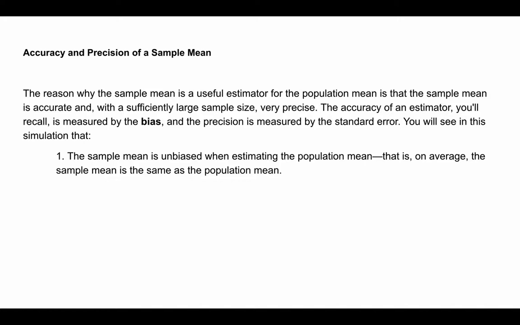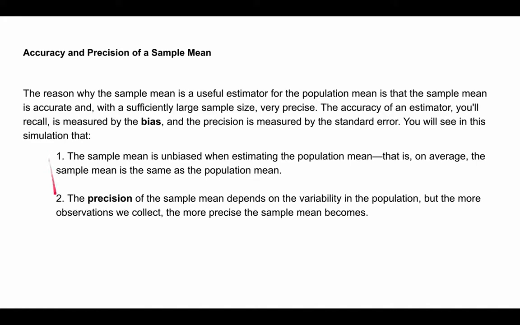Now, we're going to do a simulation, and in our simulation, we'll see that the sample mean is unbiased when estimating the population mean. That is, on average, the sample mean is the same as the population mean, a very good estimator. We're also going to see that the precision of the sample mean depends on the variability in the population, but the more observations we collect, the more precise the sample mean becomes. So if we're looking at people, the more people we get in our sample, the more precise our sample mean is in general.